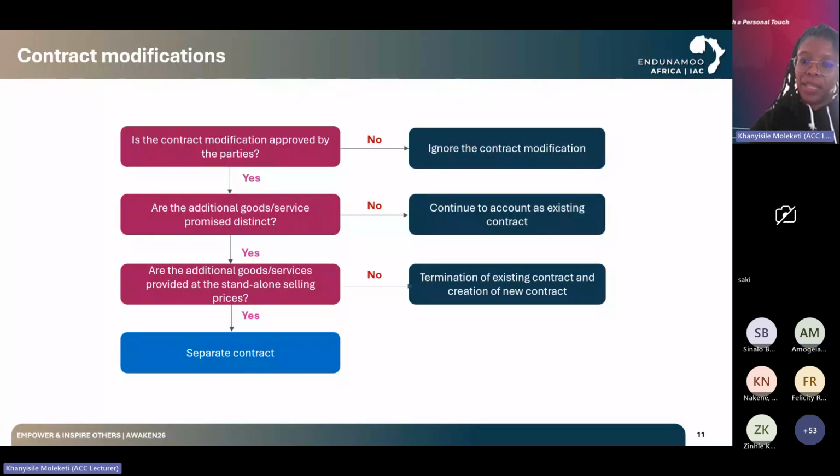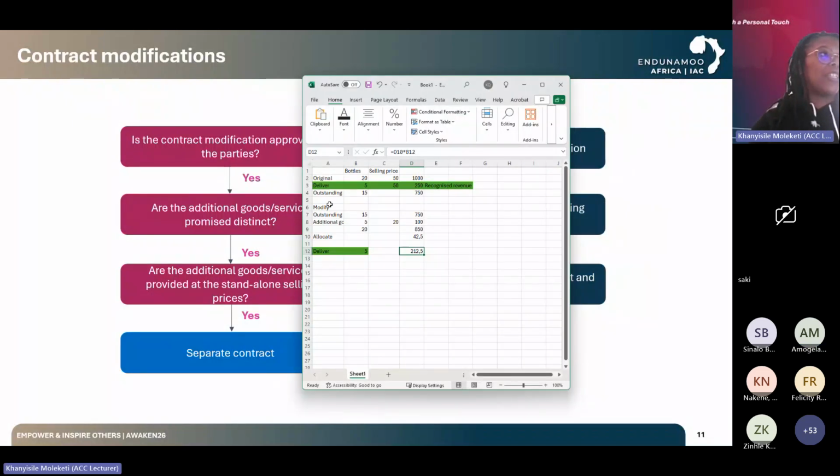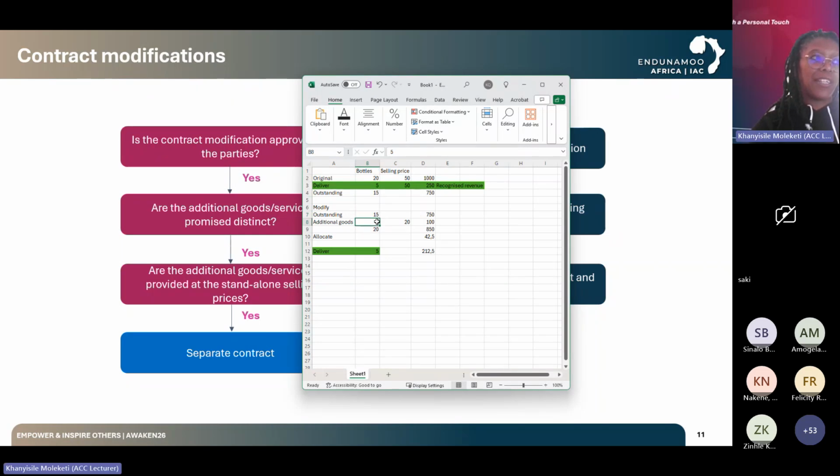Okay, so now it asked for this allocation. What I had done here for the allocation was to say we've got an outstanding 15 plus the additional 5. So we've got 20 goods total in the new, modified contract. Our remaining transaction price that we can allocate is the 50 times 15, because that hasn't happened yet. That's 750, plus the 20 for the additional 5. So our total transaction price is this 850.